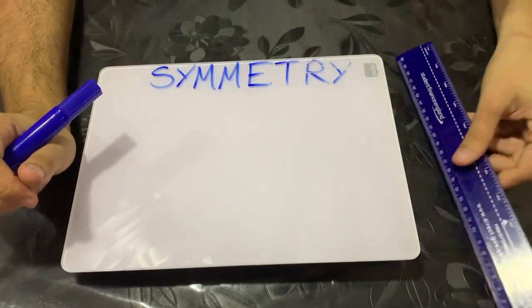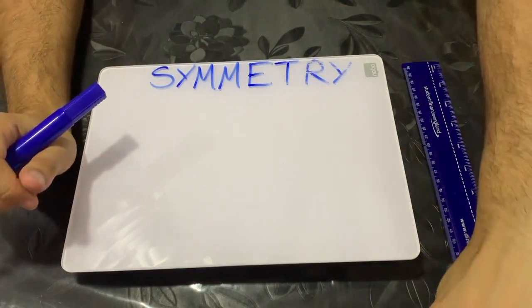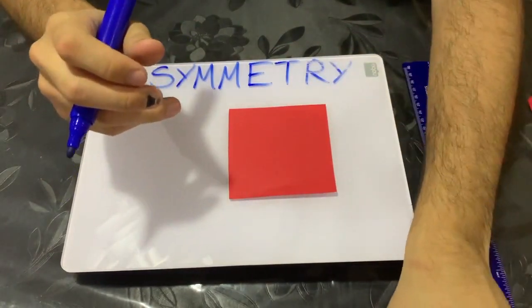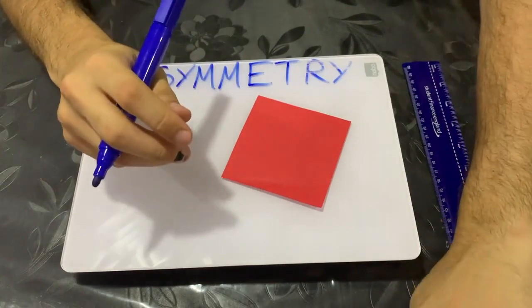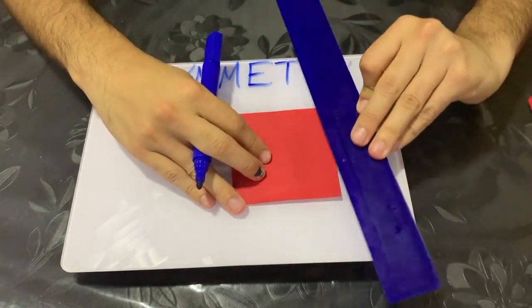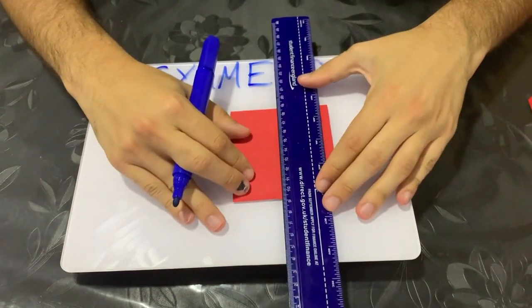Let's look at another shape. Let's look at the square. Okay, so I can draw one line of symmetry down the middle this way.